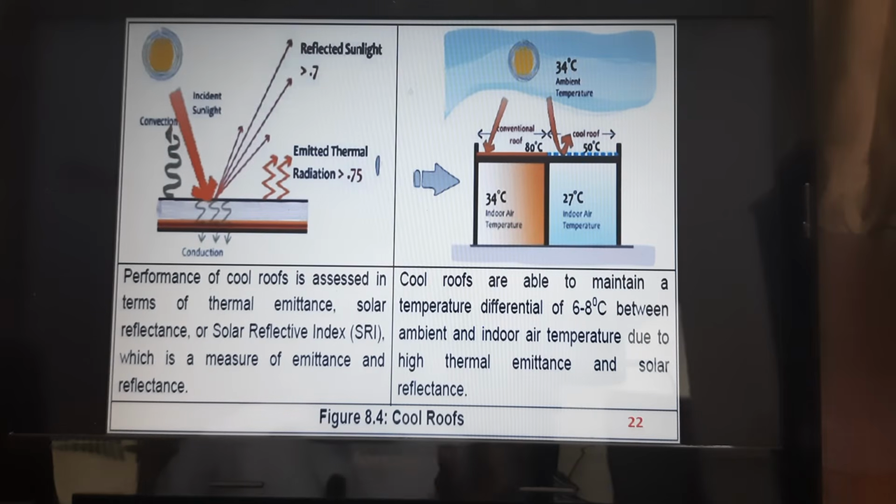Thanks to all the state governments and central government, many government buildings and public utility buildings have gone for the cool rooftop. This cool rooftop uses heat reflective paint on the open terrace, measured in terms of thermal emittance, solar reflectance and solar reflective index, and it can reduce the inside temperature from 34 degrees to 27 degrees.